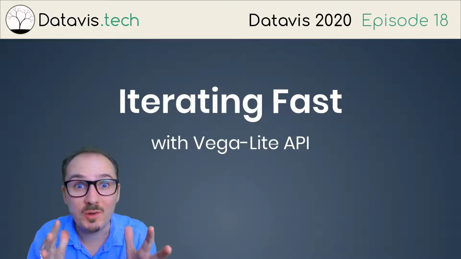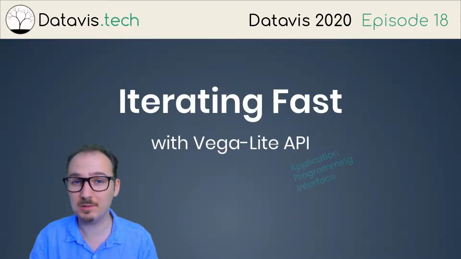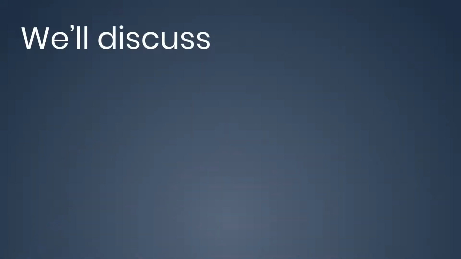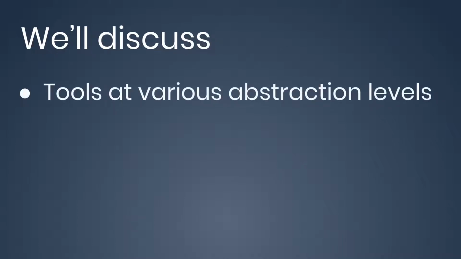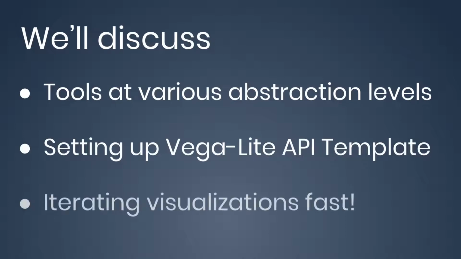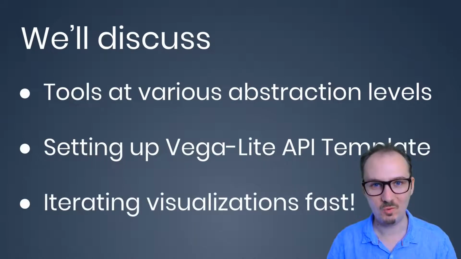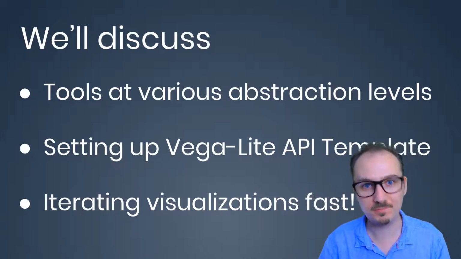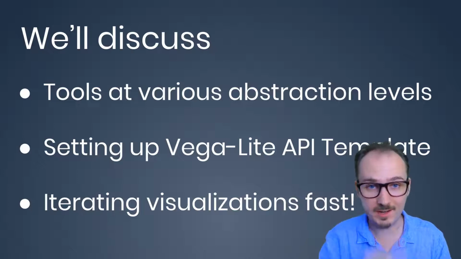Iterating fast with Vega Lite API, Application Programming Interface. We will discuss the landscape of tools for data visualization at various abstraction levels, including D3, React, and Vega Lite API. Setting up a Vega Lite API template visualization, and iterating visualizations fast. We're going to fly through the design space of data visualizations using marks and channels via Vega Lite API.